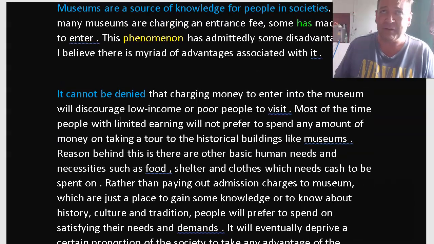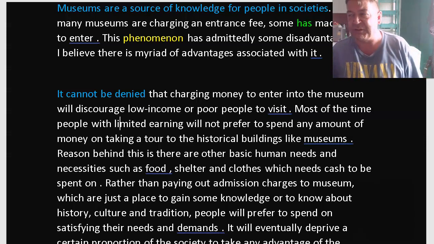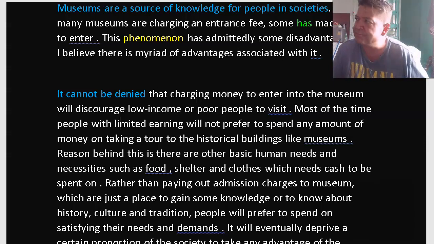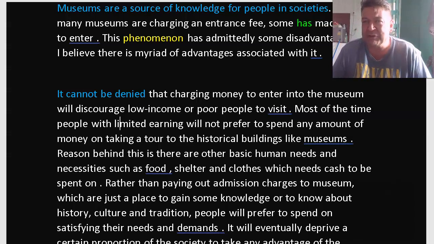It cannot be denied that charging money to enter into the museum will discourage low-income or poor people to visit. What's the difference between low-income and poor people? That's what poor people are. They're low-income people. Okay? Pick one word, one phrase or the other. Don't try to be superfluous, mellifluous with your lexical resources. No, just use one or the other.